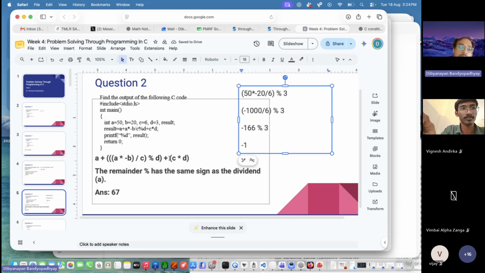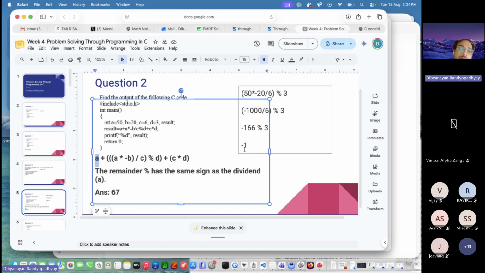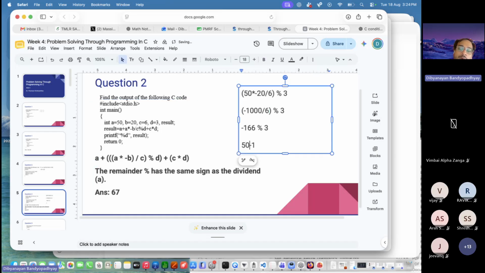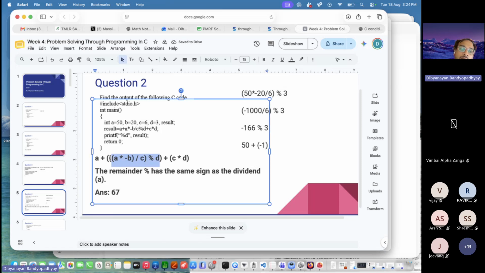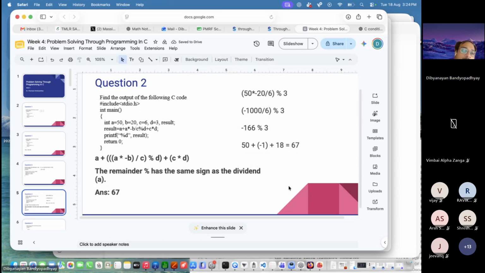Now see the value of A. This is basically 50. So I'm adding 50 to it. 50 plus, this is minus 1, the whole operation, this part. And C into D is remaining. In C into D, we just write 6 into 3, which is 18. So 50 minus 1 is 49, plus 18 equals 67. So this is how it is actually done.